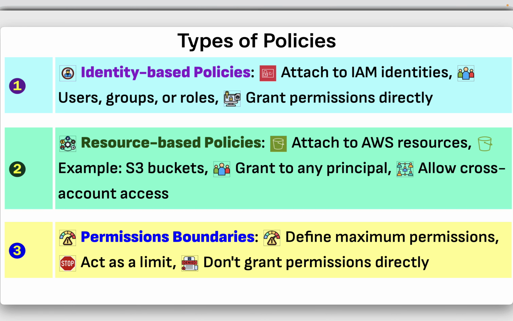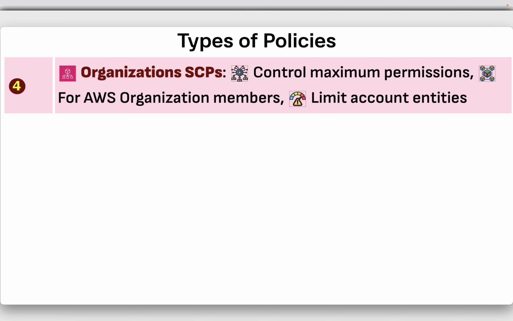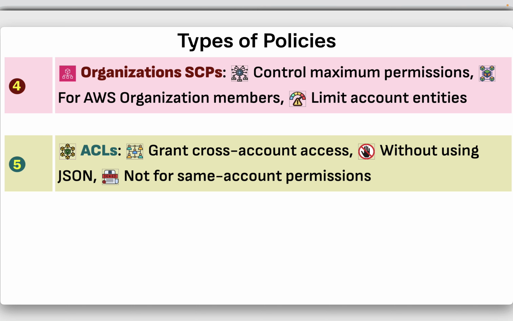Third type, permission boundaries. This is used to define the maximum permissions an IAM entity can have, acting as a limit rather than granting permissions. Organizations service control policies control the maximum permissions for members of an AWS organization, limiting what entities within that AWS account can do. ACLs, access control lists, are utilized to grant cross-account access without using JSON. It is distinct in not granting permissions within the same account.